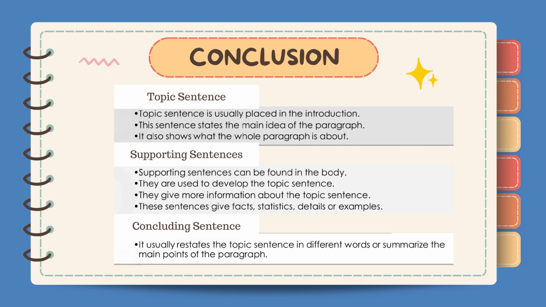While the supporting sentences can be found in the body. They are used to develop the topic sentence. They give more information about the topic sentence, and these sentences give facts, statistics, details, or examples. And a concluding sentence usually restates the topic sentence in different words or summarizes the main points of the paragraph.